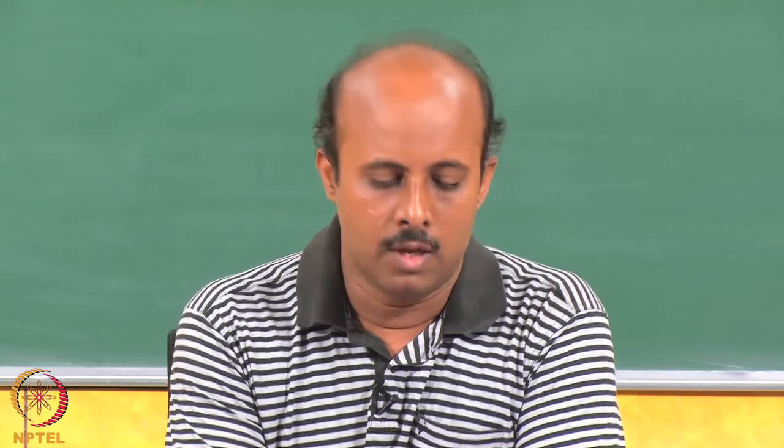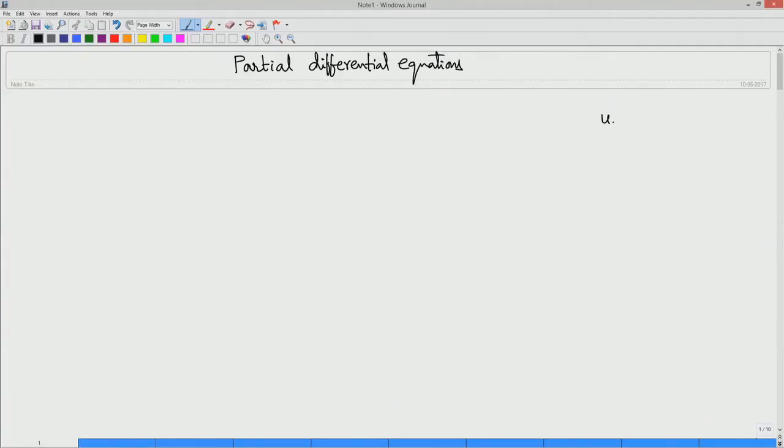Okay. So, what is a second order linear partial differential equation? First of all, let me write what linear is. Linear means the dependent variable u should not appear as u square; only u and only u should be there. Okay, so that is crudely what linear is.